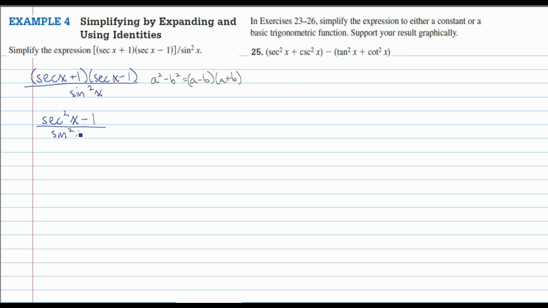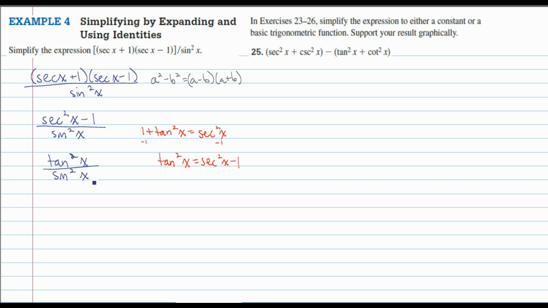Now that numerator looks familiar to me. I see a secant squared and a 1, but that's not really the Pythagorean identity. The Pythagorean identity says 1 plus tangent squared of x equals secant squared of x. But that identity can be altered to work with what I need here. If I subtract 1 from both sides, I get tangent squared of x equals secant squared of x minus 1, exactly what I have in the numerator. So I'm going to rewrite that numerator to say tangent squared of x over sine squared of x.